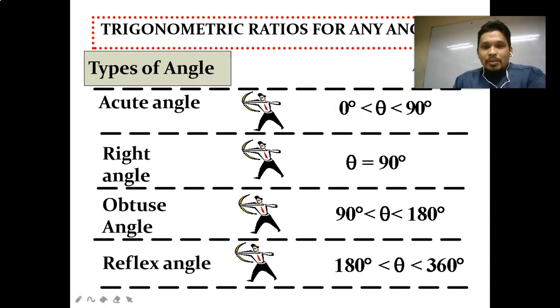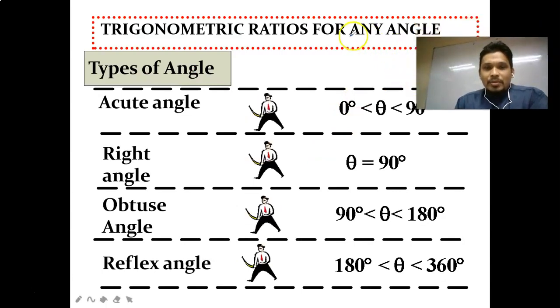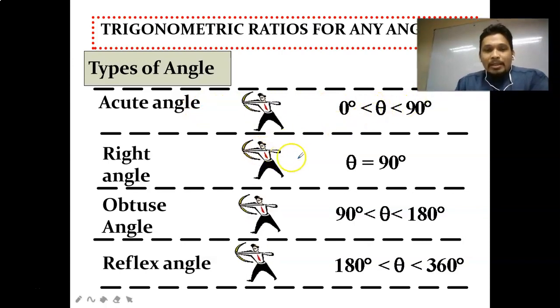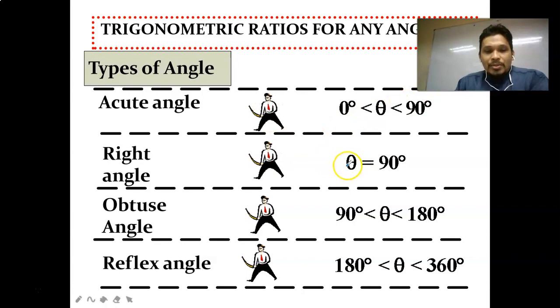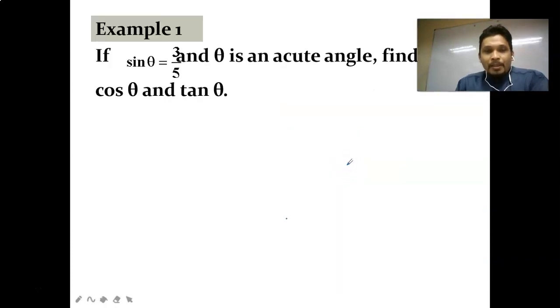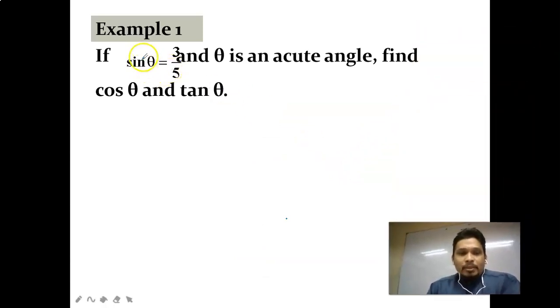We are also going to discuss the ratios of any angle. So we have 4 types of angle here. Acute means that theta lies between 0 and 90 degrees. Then right angle, obtuse, and also reflex angle. So example number 1: given that sine theta equals 3/5 and theta is an acute angle, find cos theta and tangent theta.